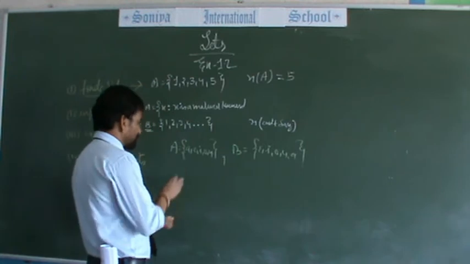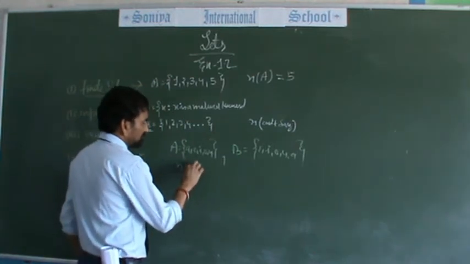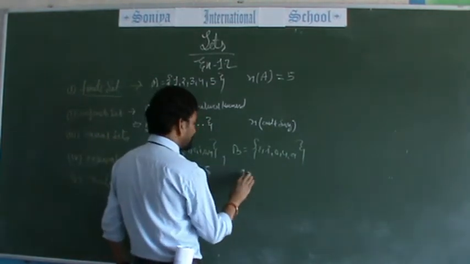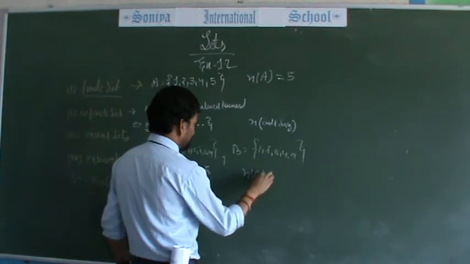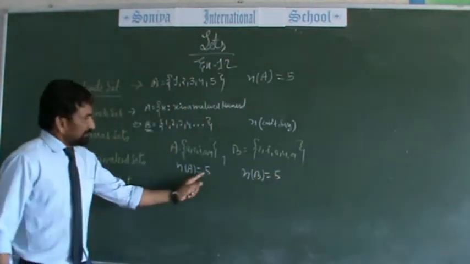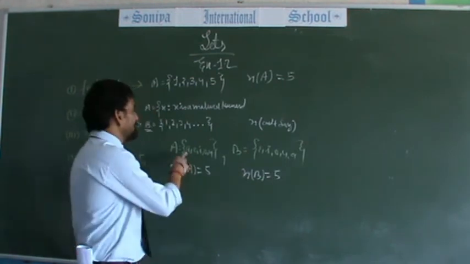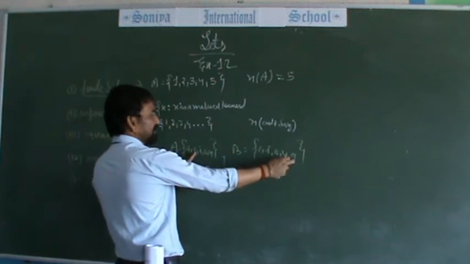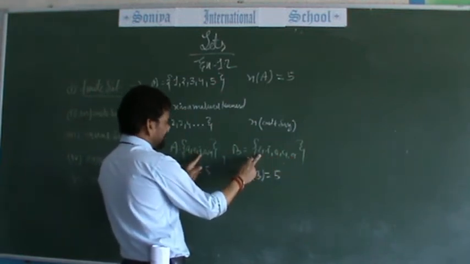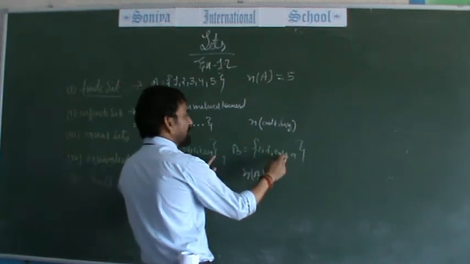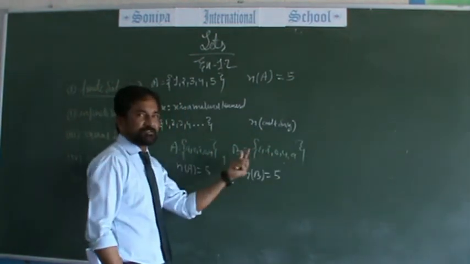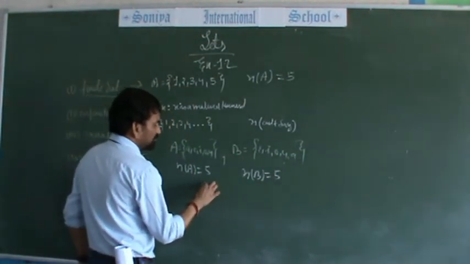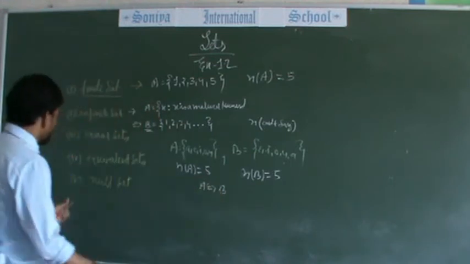Therefore, the cardinal number for set A is equal to 5. A is the vowels, B is also the vowels of the English alphabet. So the cardinal number for set B is also equal to 5. Cardinal numbers are equal as well as elements are equal. A is in A and B, E is in A and B, I is in A and B, as well as O and U are both lying in set A as well as in set B. Therefore, set A is equal to set B.